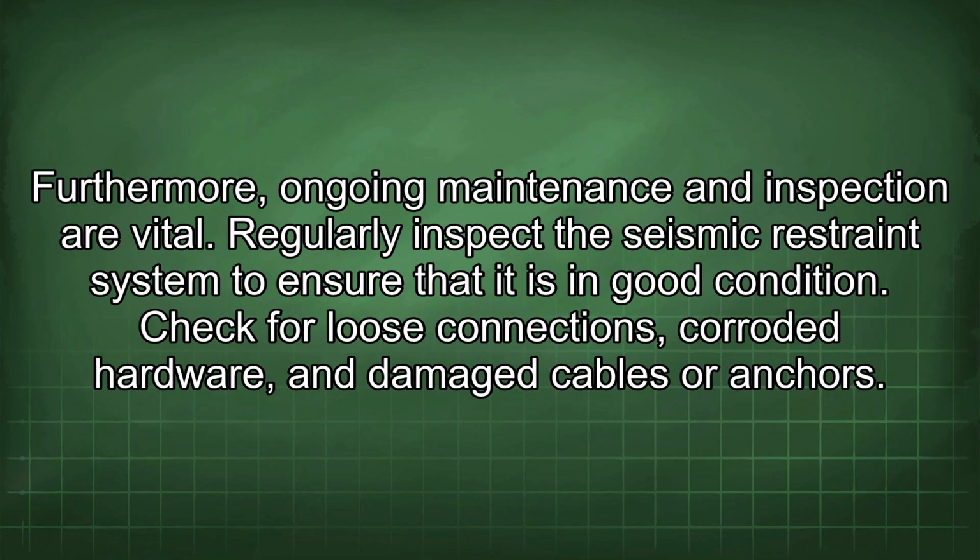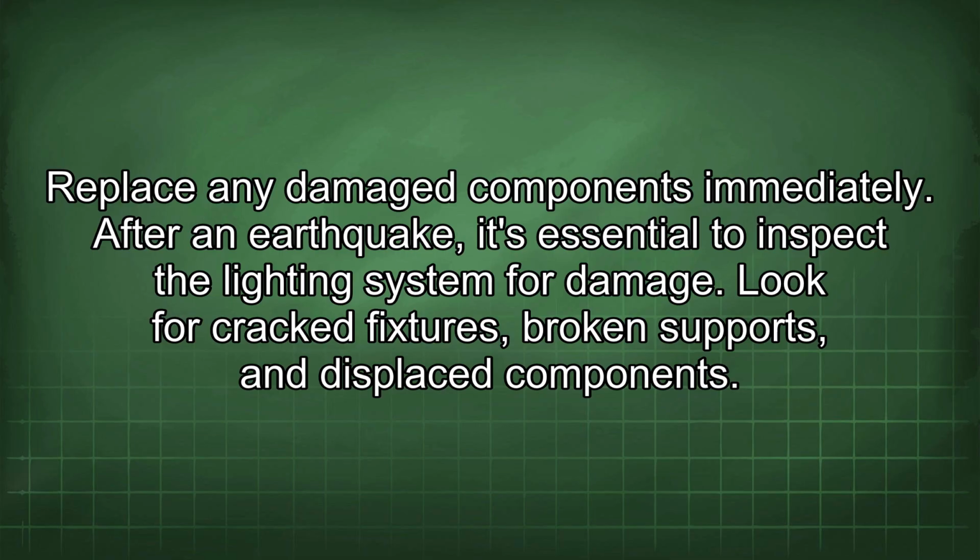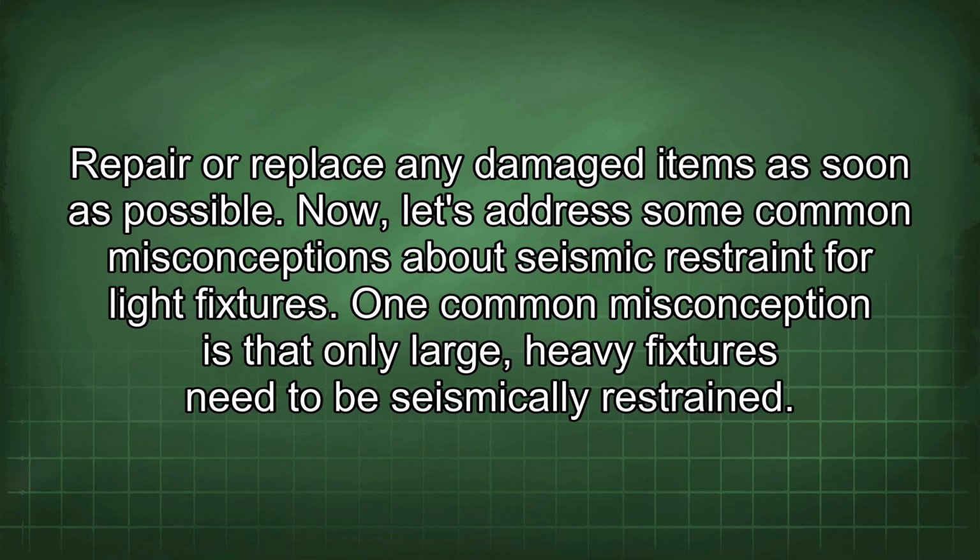Furthermore, ongoing maintenance and inspection are vital. Regularly inspect the seismic restraint system to ensure that it is in good condition. Check for loose connections, corroded hardware, and damaged cables or anchors. Replace any damaged components immediately. After an earthquake, it's essential to inspect the lighting system for damage. Look for cracked fixtures, broken supports, and displaced components. Repair or replace any damaged items as soon as possible.